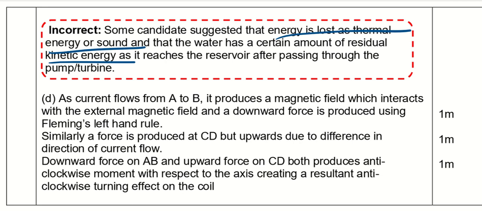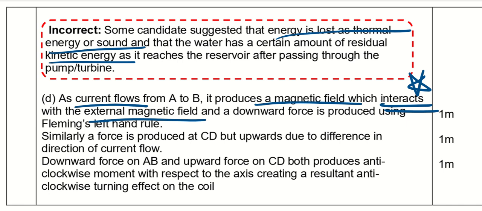So first part, current flow produces a magnetic field. And then it interacts with the external magnetic field. So you must acknowledge that there's an external magnetic field. Because when current flows, it produces a magnetic field. If there's no external magnetic field, no force. How do we determine the direction of the magnetic field produced by the current? Left hand or right hand? Right hand grip.